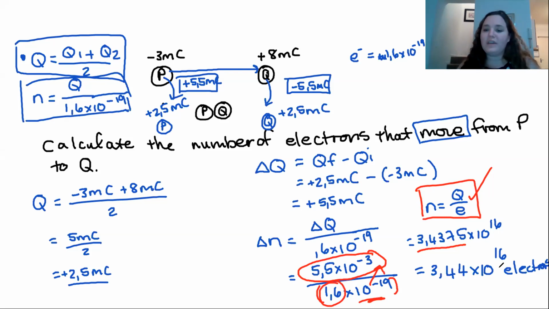You should know that we can never have less than an electron. You don't get fractions of electrons. This whole concept here with quantization of charge says that you can only ever get whole electrons moving. You can't get a fraction or a part of an electron moving. So if you ever end up with an answer for number of electrons and it's a fraction or it's times 10 to the negative something, it's wrong. All right.